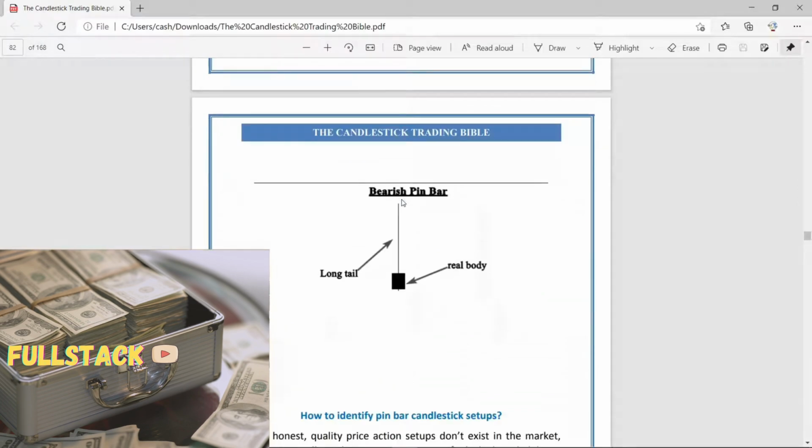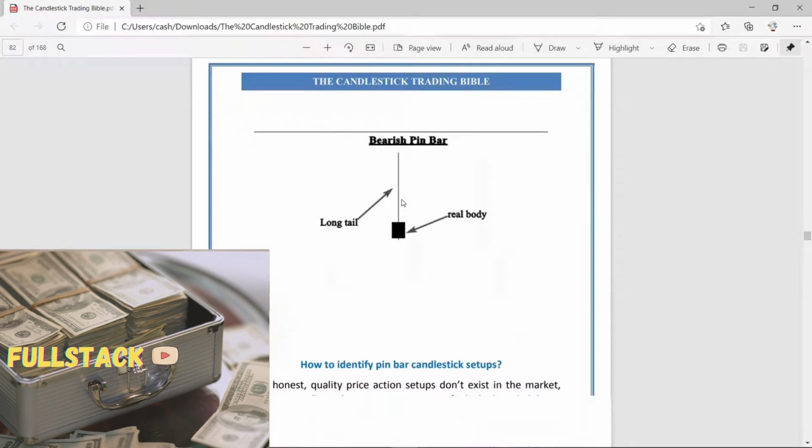So the bearish pin bar, same concept, just opposite. The bullish green candle, bearish red candle.